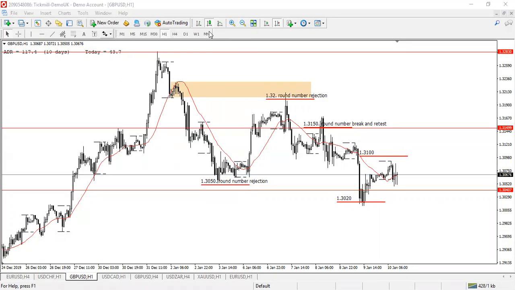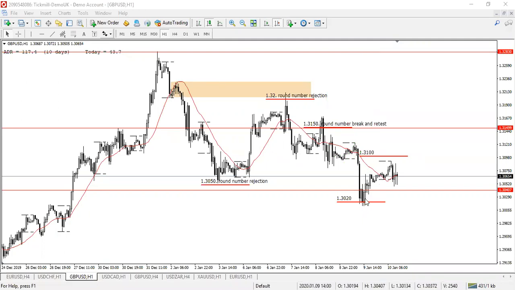Let me show you. They pushed down. This is 1.3100, and then they pushed up. So this is retest. You would have sold here, quite clear. And what is this, guys? Can you tell me what this is? This is pure round number rejection, because price came down strongly and then left not as strongly as how it fell down, but this is rejection.